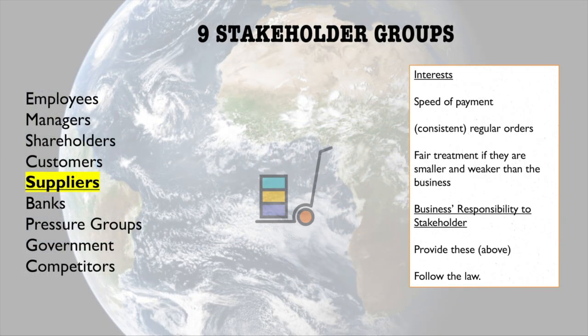Let's look at the next group, which are suppliers. Suppliers are businesses that are going to supply you with what you need. You are essentially their customers, and they would like their payments to come in on time. They prefer consistent, regular orders, and they want fair treatment. So if you are a very large company and they are smaller, they don't want to be bullied or taken advantage of. The same responsibilities to them, follow the law.